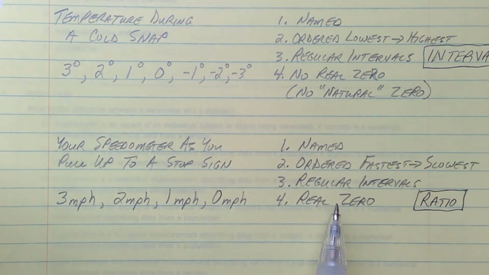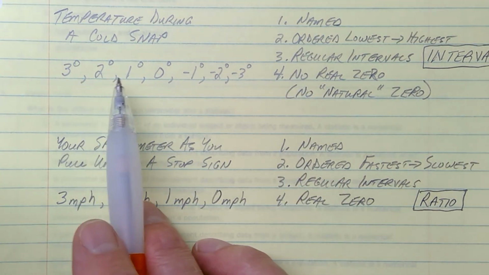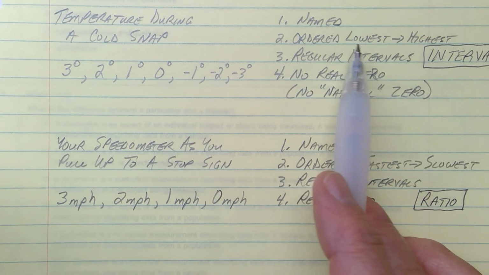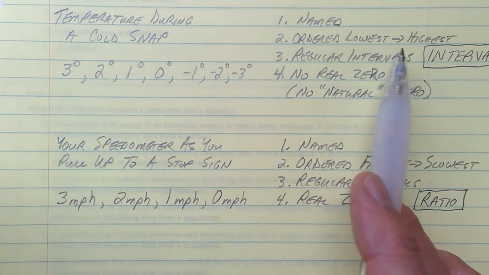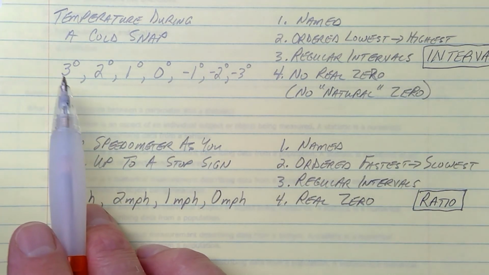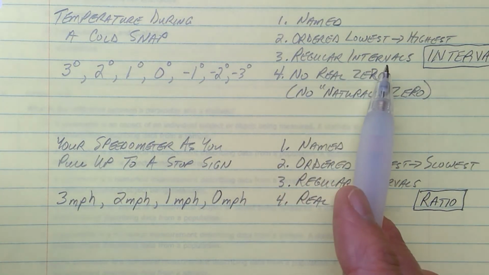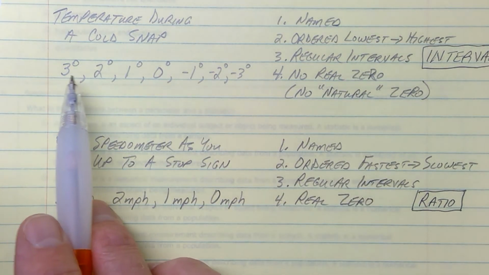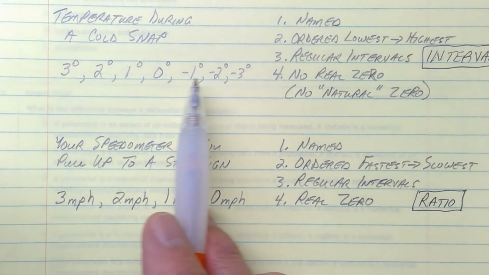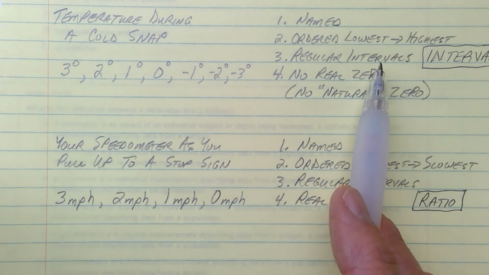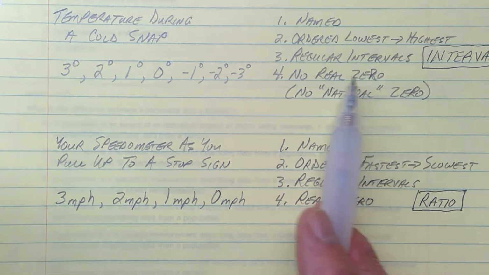Everything else is the same, all right? I can name them: 3, 2, 1, 0, -1, -2, -3. I gave them all a name. I put them in order from high to low. I wrote lowest to highest, but they're from high to low. This is the highest temperature. This is the lowest temperature. They're still regular intervals. There's a difference of 1 degree. There's a difference of 1 degree. Everywhere I check, they're only 1 degree apart. Each interval is 1 degree. The only difference is there's no real 0.